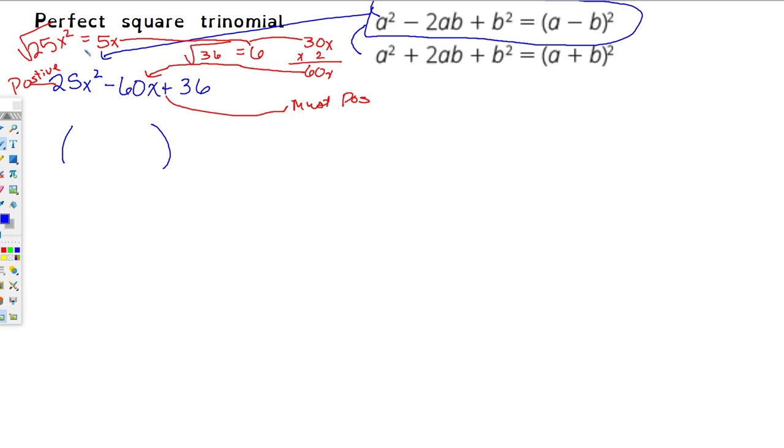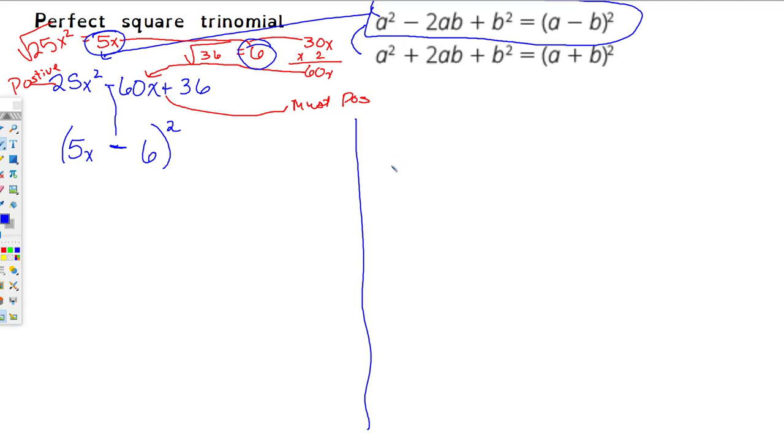All you do to write your solution is, what was the square root of 25x squared? What was the square root of 36? Drop your middle sign and square it. This is a shortcut to the box. All of the ones I'm teaching you today, all the first ones I'm teaching you, are shortcuts to the box. The box still works. If you're frustrated, go back to the box. But this is a shortcut to the box.